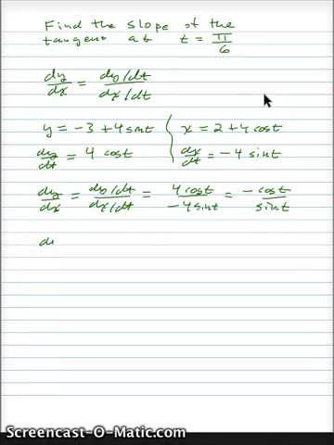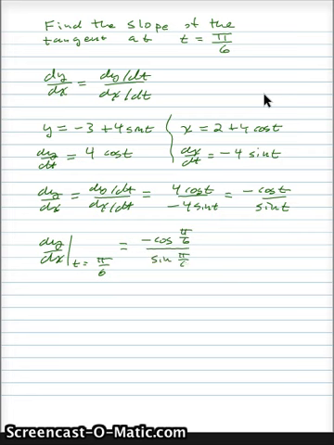And we want the slope of the tangent at t equals pi over 6. So writing it that way, dy/dx at t equals pi over 6 will simply be negative cosine of pi over 6 divided by the sine of pi over 6, which is what? Negative root 3 over 2 divided by a half, which gives me negative root 3. That'll be the slope of the tangent at t equals pi over 6 for this problem.